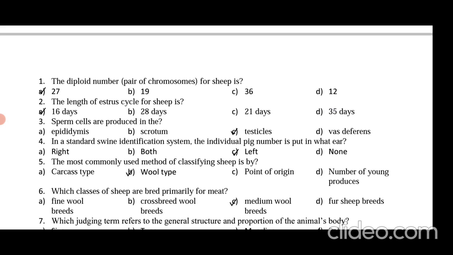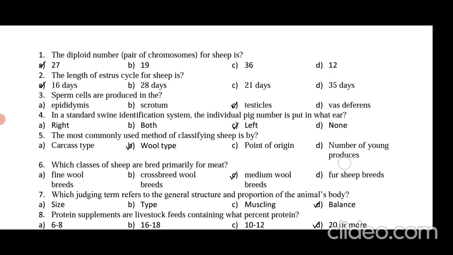In a standard swine identification system, the individual pig number is put in what ear? In the left ear. The most commonly used method of classifying sheep is by wool type. Which class of sheep is bred primarily for meat? Medium wool breeds are bred primarily for meat.